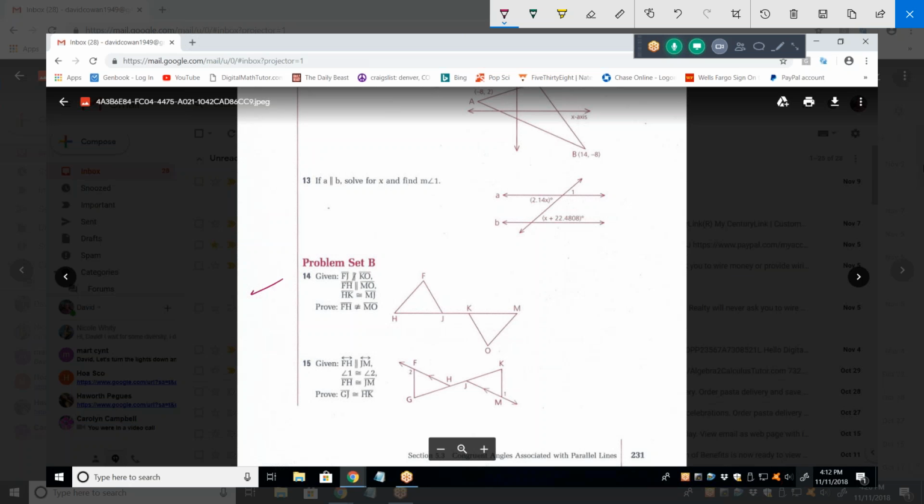All right, let's look at 15. And can we go to 17? Sure. It'll be on the next page, too.